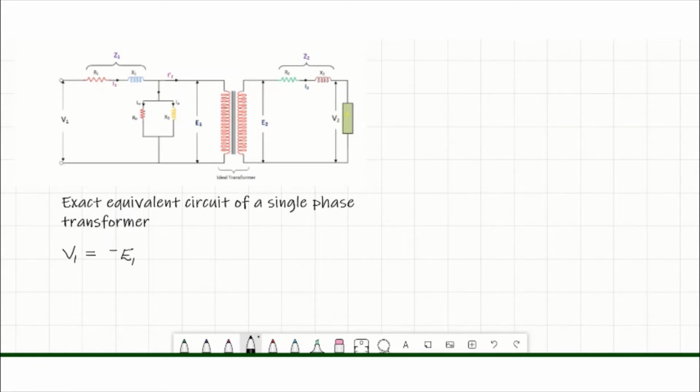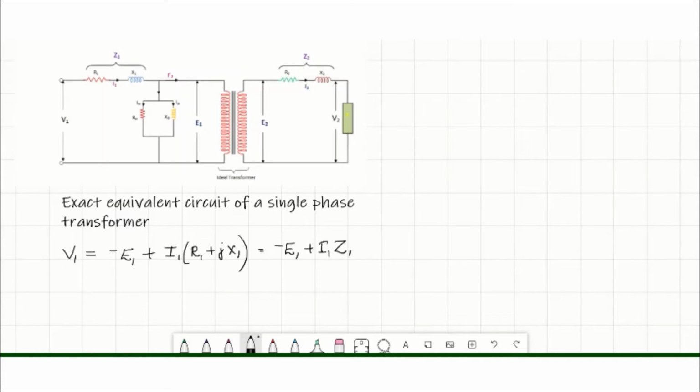So, we can write the equation as V1 is equal to minus E1 plus drop across Z1, drop across these two parameters R1 and X1. Voltage drop across R1 is I1 into R1 and voltage drop across X1 is I1 into jX1. So we can write it as minus E1 plus I1 Z1.